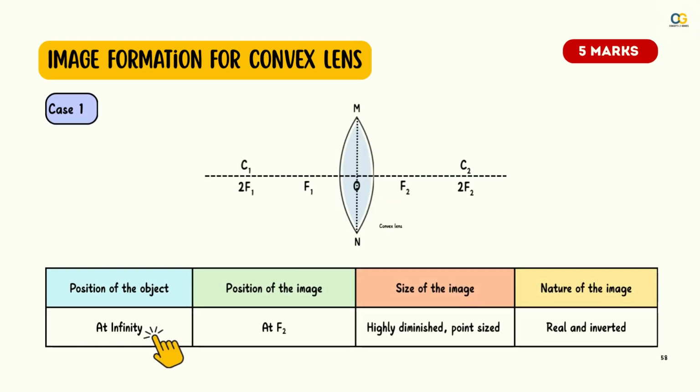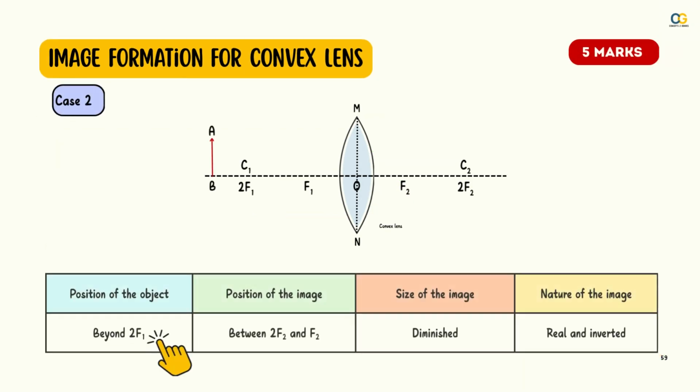Let us now see the image formation for a convex lens. Again, this is going to come for 5 marks in terms of ray diagram or numericals. So let us see it case by case. Case 1. If the position of the object is at infinity, the position of the image will be at 2f2. The size of the image will be highly diminished, point sized. The nature of the image will be real and inverted.